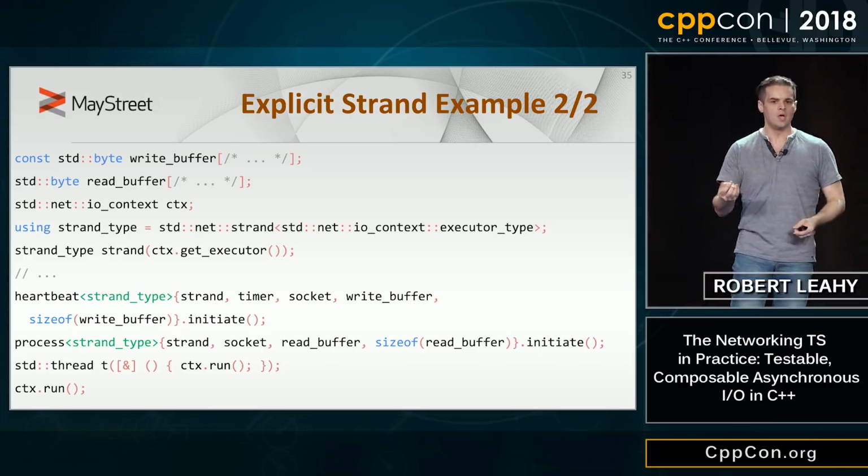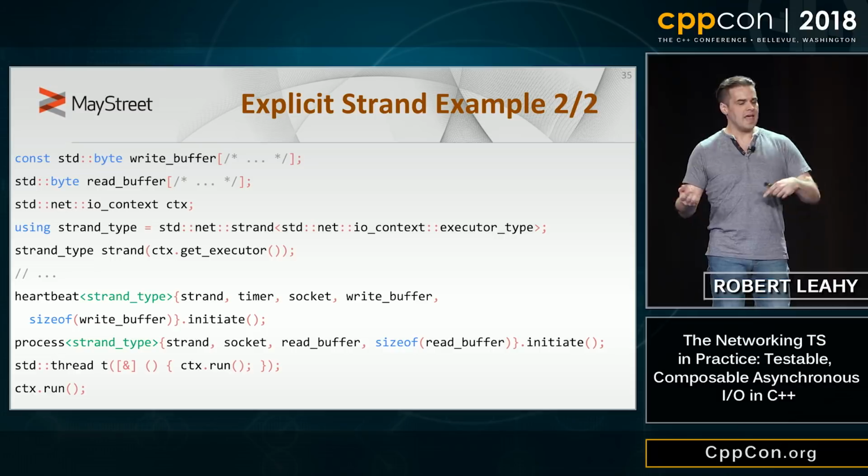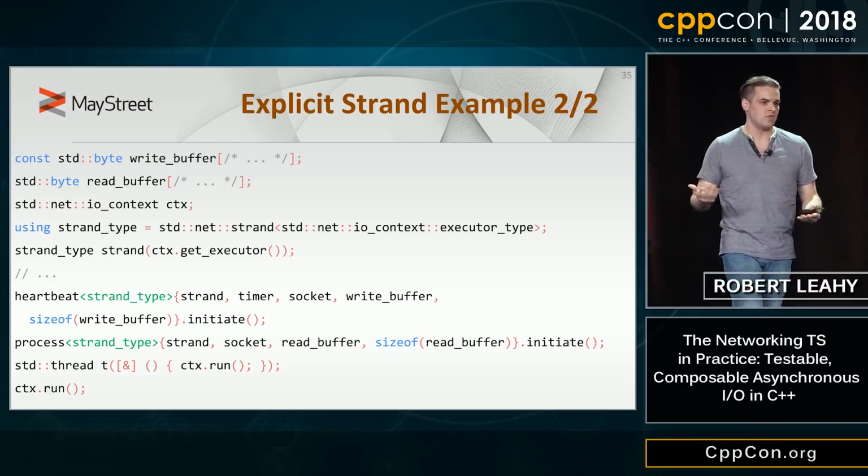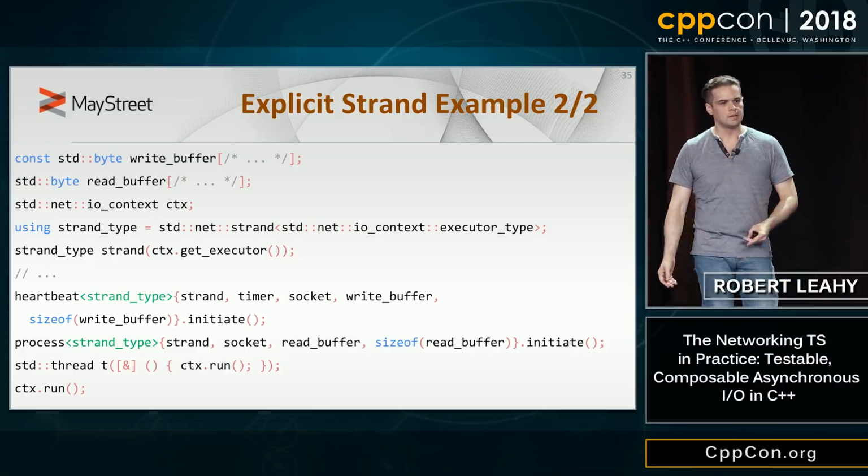Just like right now in Asio, there's one I/O service. It's just that in Asio, you can't change away from an I/O service, whereas in the networking TS, it's like, just use whatever executor you want. Okay, thank you.